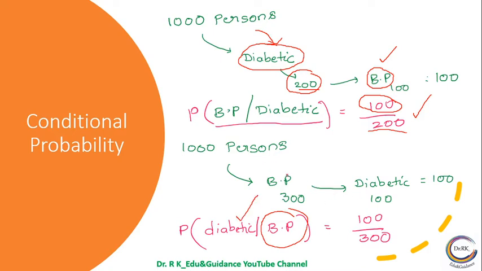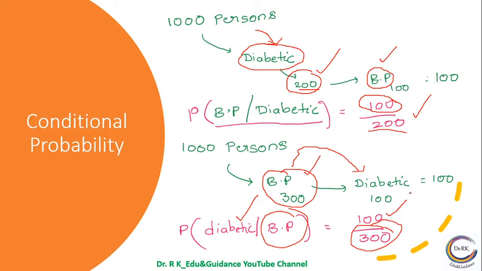Now if we take the second way, first BP followed by diabetes, the sample space is the people with BP, from whom we are testing for diabetes. So the sample space now reduces to 300, and the numerator is again 100. Now I think we can see it clearly. What is the reason that these two probabilities are not the same? In the case of events, both are the same. In the case of probability, they are not the same because the sample space differs. This is the sample space here, and this is the sample space here.